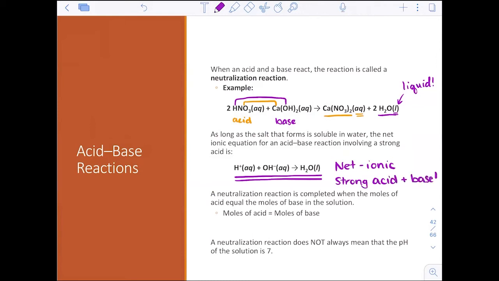And again, we will practice with our ionic reactions soon in class. A neutralization is completed when the moles of the acid are equal to the moles of the base in the solution. This does not always mean the pH is 7. Be very, very careful with that. The pH does not have to equal 7 for a neutralization. Usually for a strong acid reacting with a strong base, when things are completely neutral, yes, that's a pH of 7. But when we have weak acids or weak bases reacting, they do not have a neutralization pH of 7.